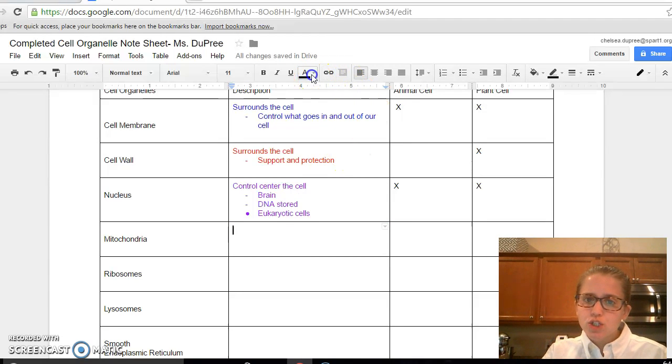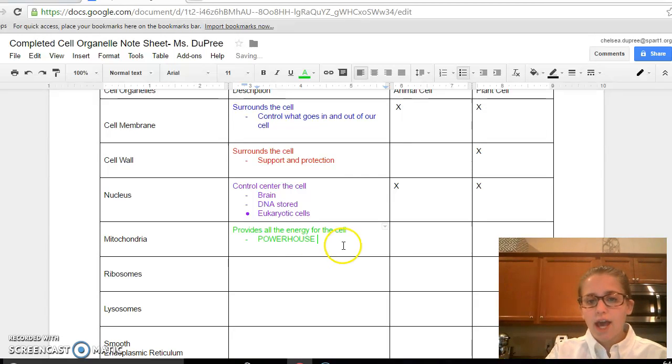Next up is the mitochondria. Now, our mitochondria has a big job too. He provides all the energy for the cell. Okay? He's otherwise known as the powerhouse. We're going to write him in all caps so that you remember he's so important and he provides all the energy that our cells could ever need. Okay? And this is also found in plant cells and in animal cells. All cells have a mitochondria.